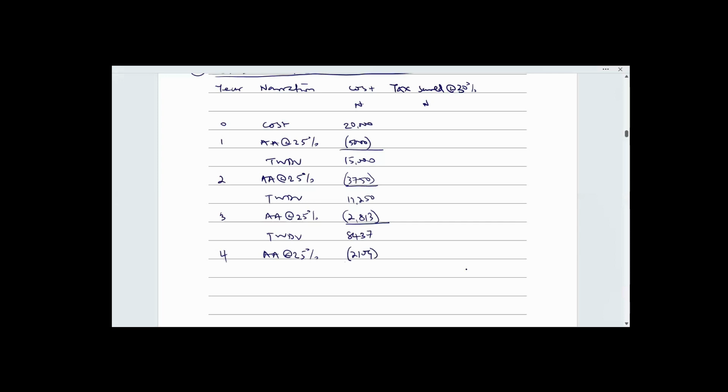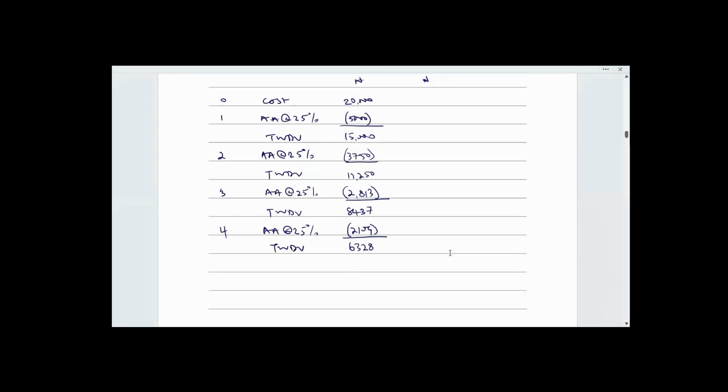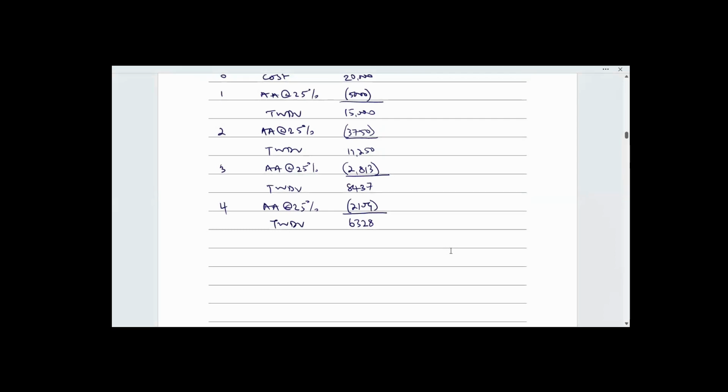So 8,437 minus 2,109 equals 6,328. So this is tax written down value at the end of year 4. Remember, the useful life of the asset is 5 years. So at the final year, which is year 5, I need to compare the sales proceeds, the scrap value, with the tax written down value.